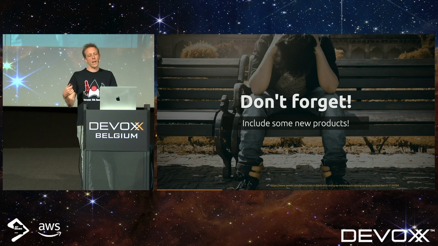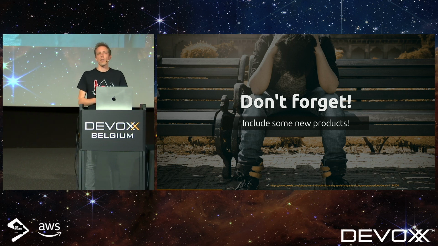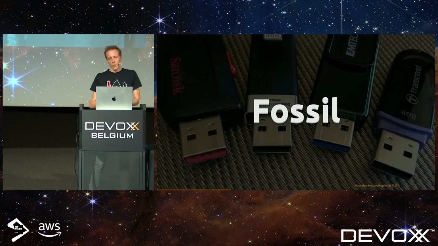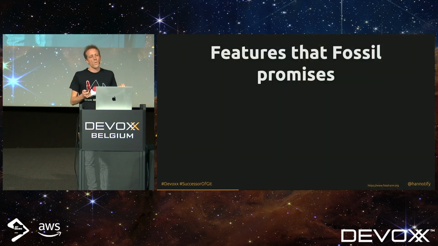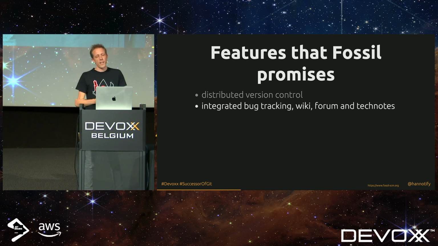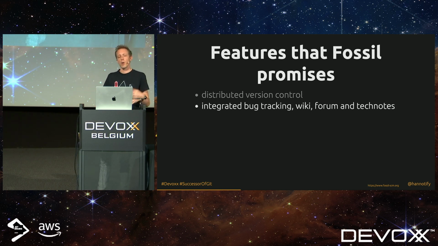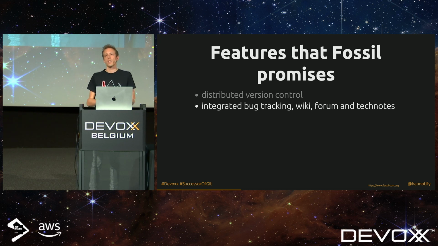In the rest of the talk, I'll add two newer version control systems to this table, and they are called Fossil and Pijul. So let's talk about Fossil first. Fossil has the following features. It is a distributed version control system. It was published a few years after Git, and it has integrated project management, so bug tracking. It has a wiki, it has tech notes. Sometimes it's called GitHub in a box.